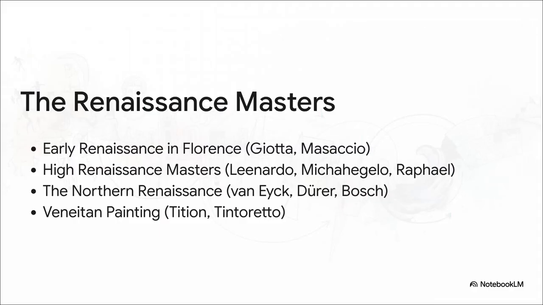And honestly, just look at the heavy hitters on this list. In early Florence, we've got masters like Giotto, playfully spelled Giada, on our source cheat sheet, and Masaccio. Then the High Renaissance delivers the legendary trio, Leonardo, Michelangelo, or Michelangelo, as our very earnest note-taker wrote, and Raphael. Meanwhile, up north, the Northern Renaissance masters like Van Eyck, Dürer, and Bosch are exploring this intensely intricate detail and complex symbolism. Finally, we get the incredibly rich colorists of Venetian painting, like Titian, written here as Titian, and Tintoretto.